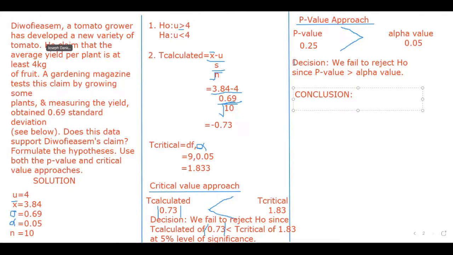Because the final decision for the p-value approach, both p-value approach and critical value approach, is that we fail to reject H0. And the H0 is saying that our mu is greater than or equal to what? 4. So there is enough evidence that the average yield is at least 4 kilograms. So that should be our conclusion. You get it?